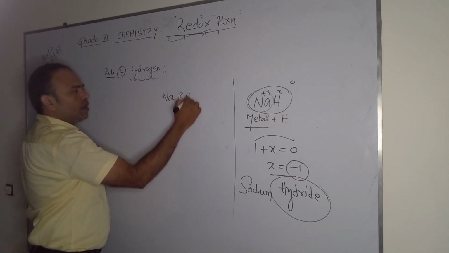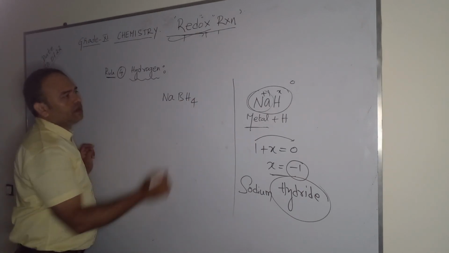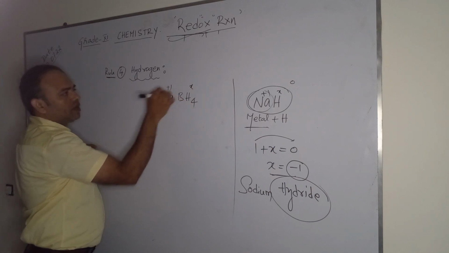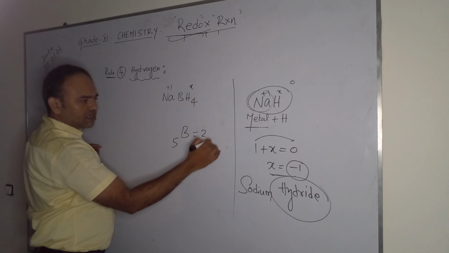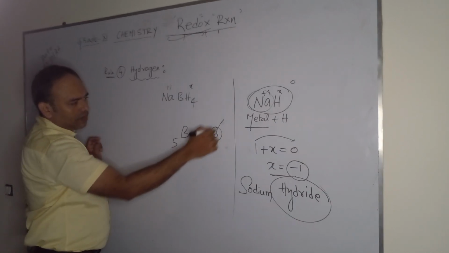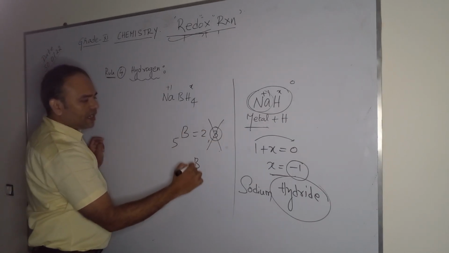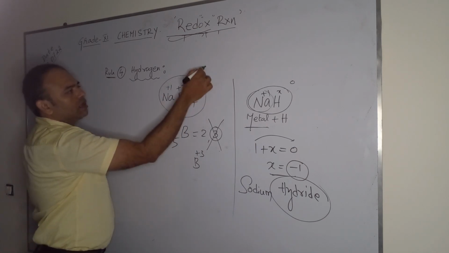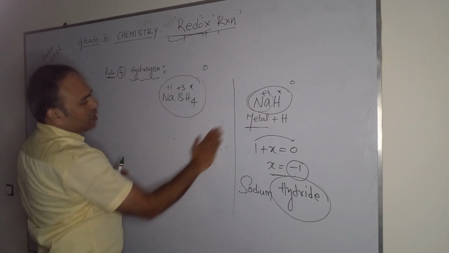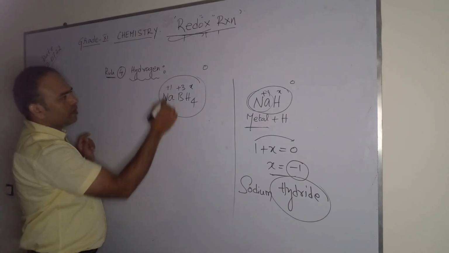Sodium borohydride. Fine. Take hydrogen as X. Sodium is plus 1. Boron atomic number is 5, configuration 2, 3. Remove 3, so B will get plus 3 oxidation state. Total is 0. Now equate this, what will you get?